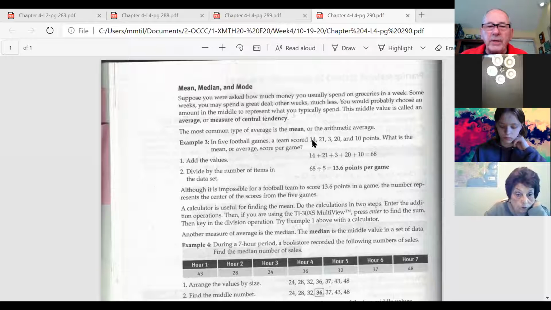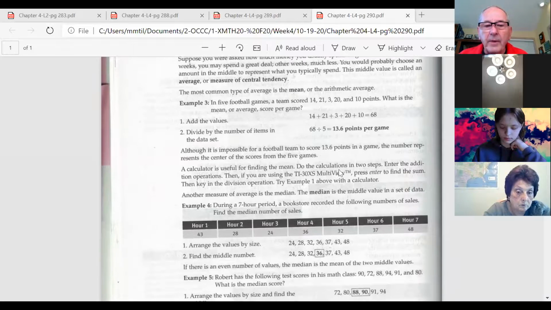And then you've got to divide by the number of values that you added up. So in this particular case, this all adds up to 68. You have 5 data points, divide the 5 into 68, and you get the mean, 13.6 points per game. Questions on that? It's just the average, but it's called a mean in statistics. Same thing.